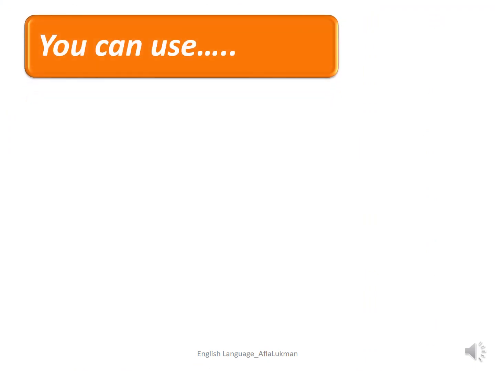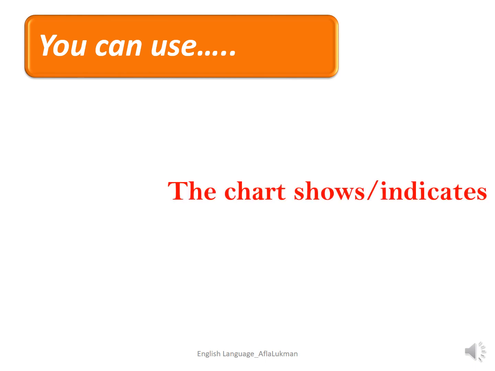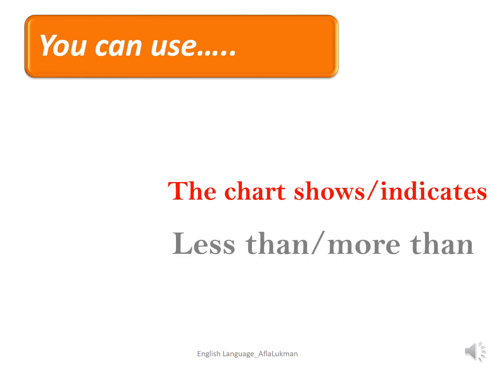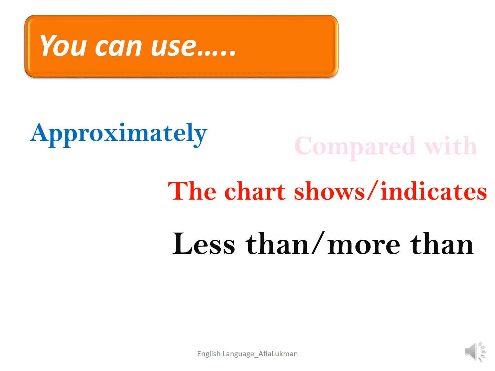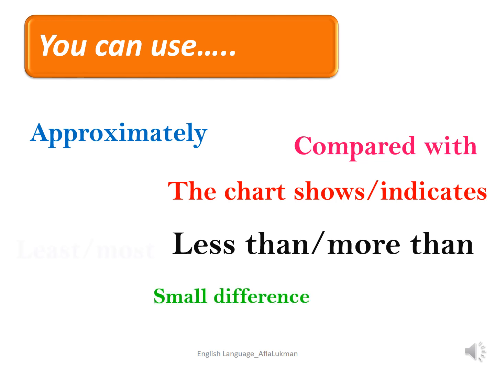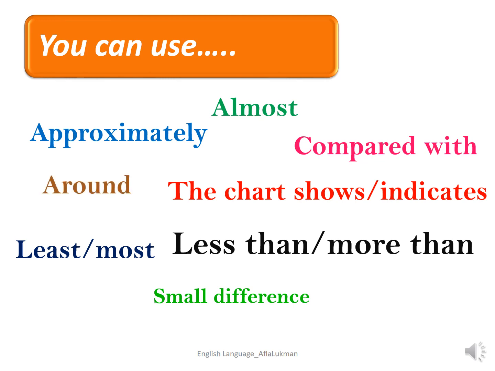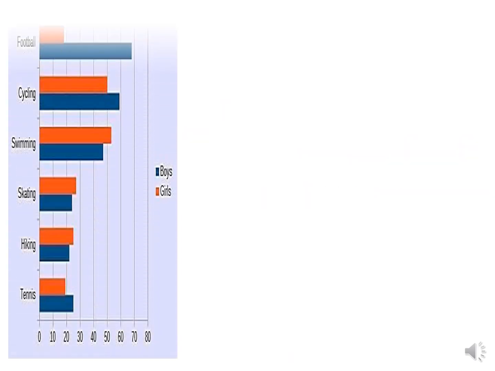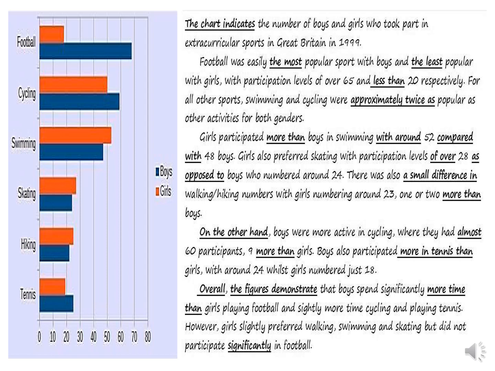Okay, let's see what are the terms we can use. The chart shows or indicates or illustrates we can give. The terms less than, more than can be used. Approximately, compared with, small difference, least and most we can give, almost, around.